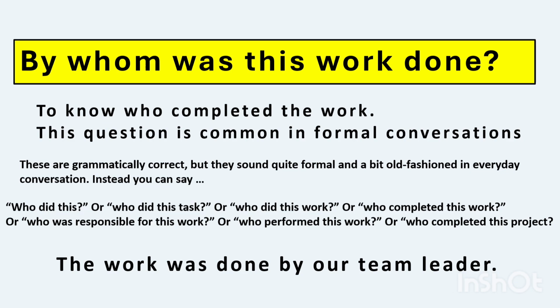These are grammatically correct, but they sound quite formal and a bit old-fashioned in everyday conversation. Instead, you can say, who did this, or who did this task, or who did this work, or who has completed this work, or who was responsible for this work, or who performed this work, or who completed this project. And you might answer, the work was done by our team leader.